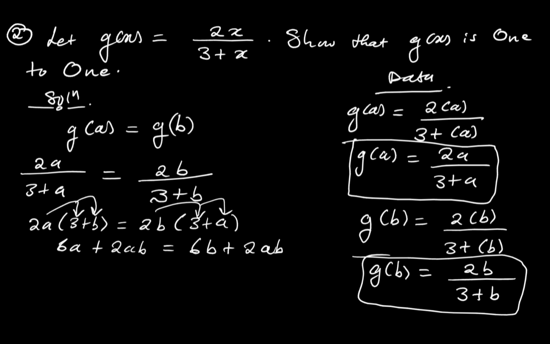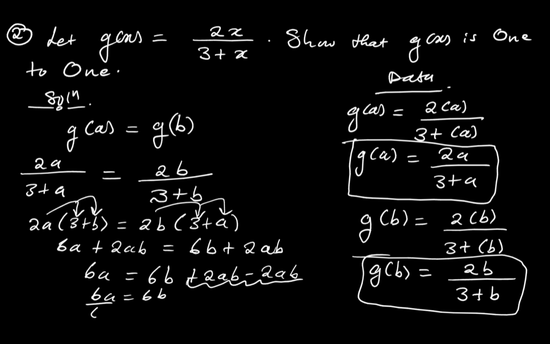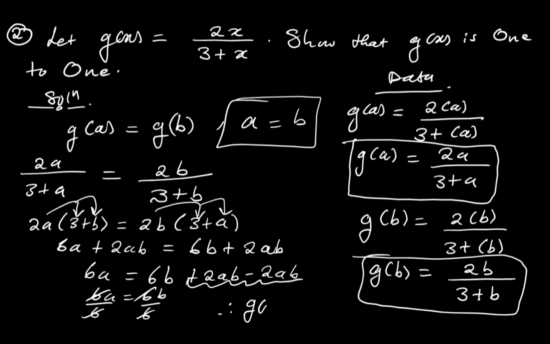So I can take the 2AB to either side. So I have 6A being equal to 6B plus 2AB minus 2AB. Now, plus 2AB minus 2AB gives me 0. So I have 6A being equal to what? 6B. I can divide both sides by 6, and I'll reach a point where I will have A being equal to B. The moment A equals B, then the given function holds true that g of x is one-to-one. So that's literally how you go about solving and proving for one-to-one.